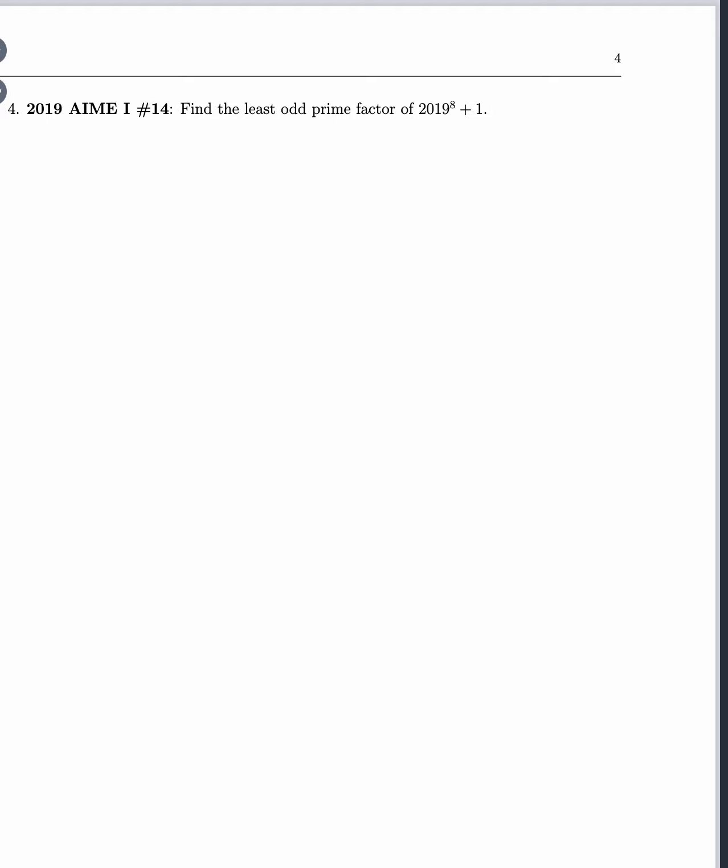We'll be proceeding to the 2019 AIME 1 problem 14, which is a really short problem. Find the least odd prime factor of 2019 to the 8th plus 1.